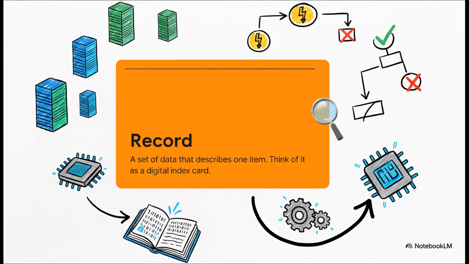Okay, so as we're talking about processing these files, let's get a couple of key terms down. First up, record. Each line, or maybe a group of lines in your file, often represents one record. The best way to think of it is like a digital index card for a single customer or a single product. It holds all the related info for that one item.